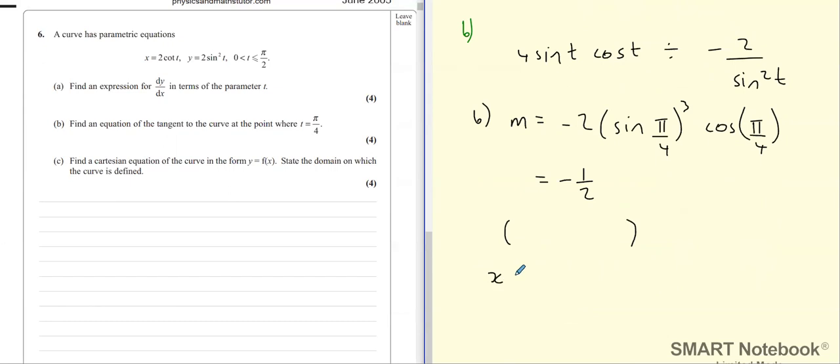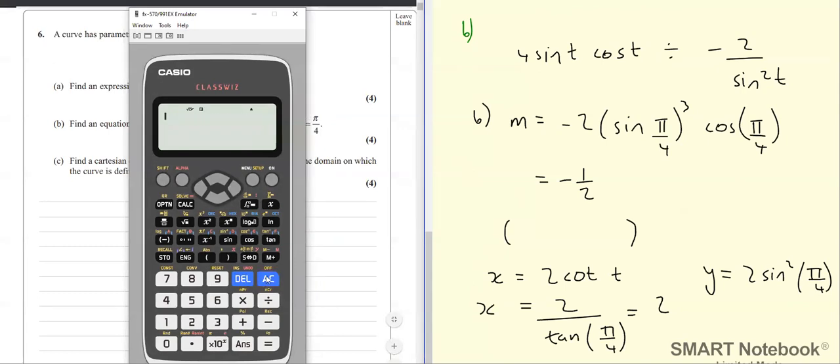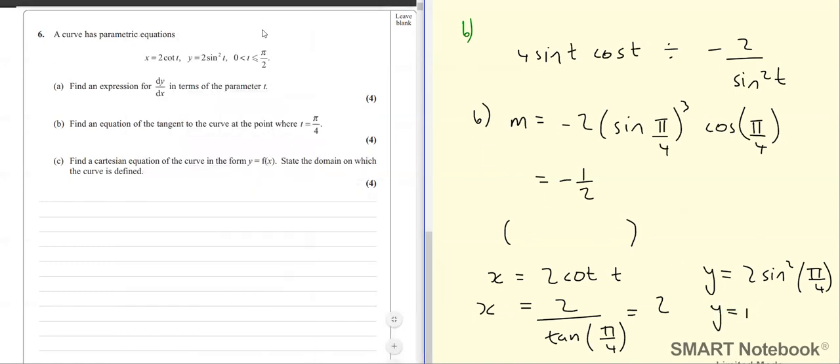Now, x is 2 cot t. So that is the same as saying 2 over tan pi over 4. Now, tan pi over 4, you should know, is 1. So it's 2 over 1, which is 2. And y equals 2 sine squared pi over 4. So for that, I will use the calculator just because I don't want to make a mistake. 2 times sine, actually I want another bracket here, sine squared. And I'm getting y equals 1. Did you get those two coordinates, please?